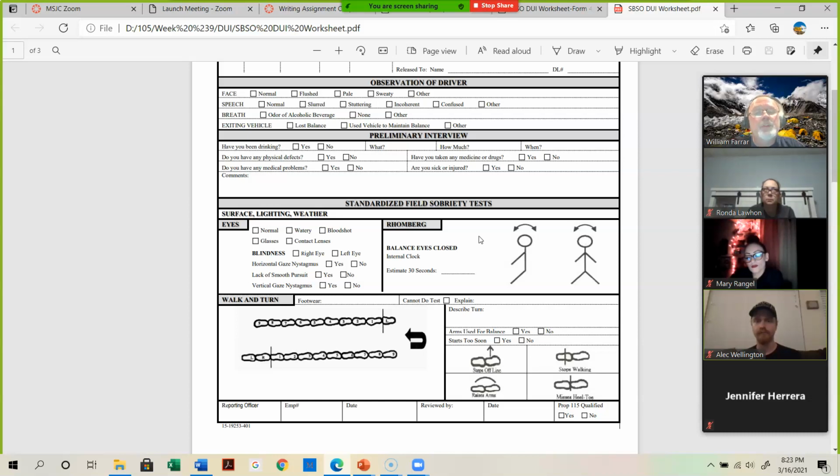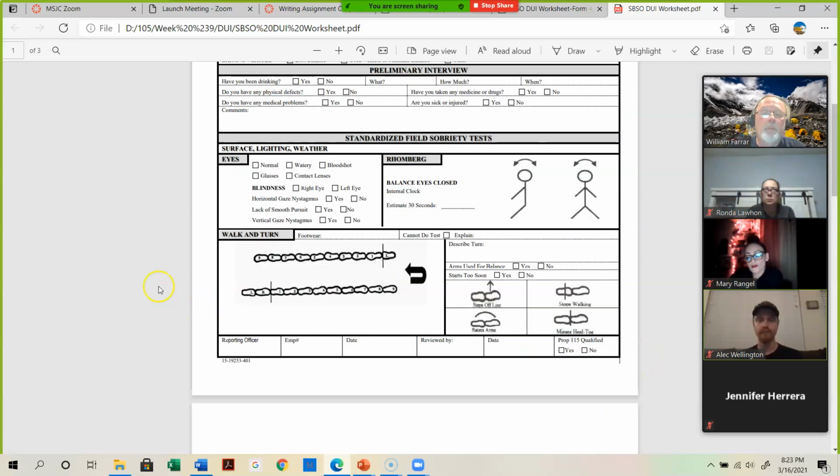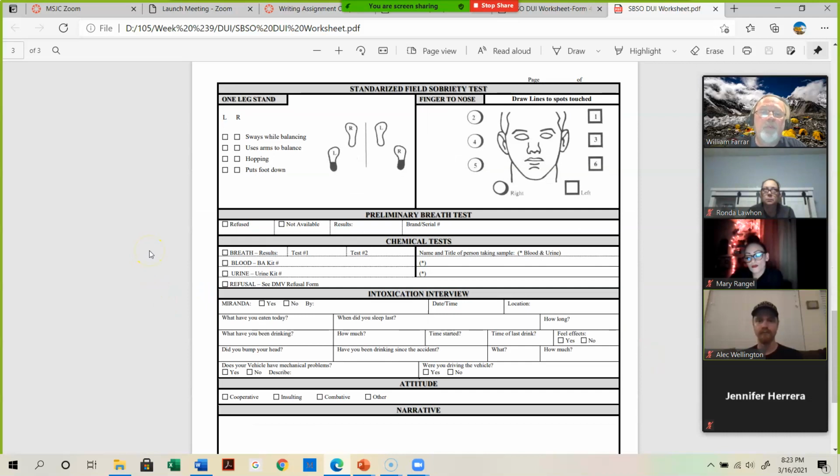So again, there's a lot of different tests. They have the walk and turn test as well. So some of them are similar, some of them are different. They have a little diagram for finger to nose. So I just wanted to show you those because they are out there.